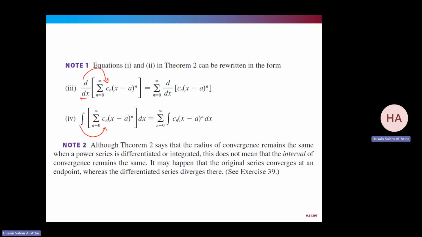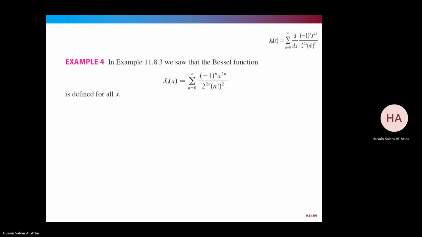The radius of convergence remains the same, as I said, but that does not mean the interval of convergence will remain the same. You need to check whether the original series converges at each endpoint. I just need to be careful with the endpoints. Now, this is defined for all x, so f prime at x will be the derivative of this. All of this is a number.